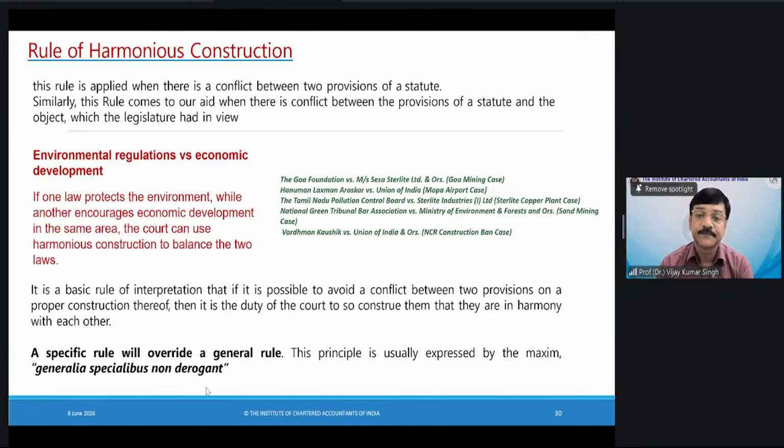Always remember that. Aanchal, could you get harmonious construction?